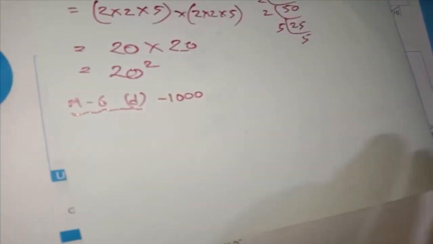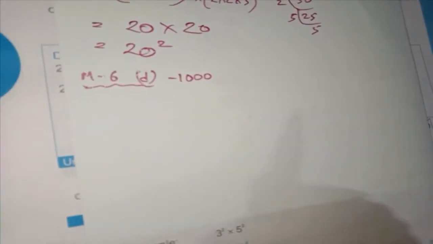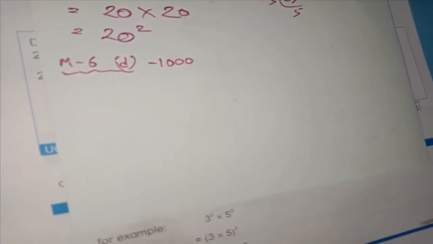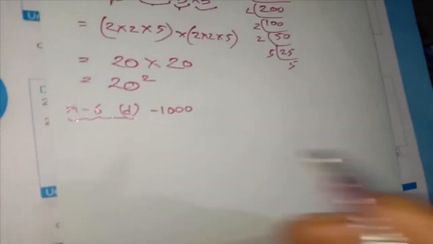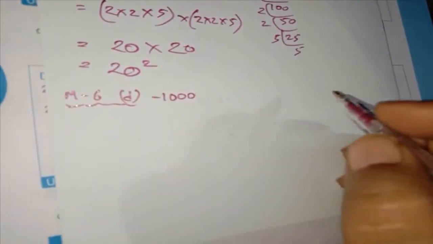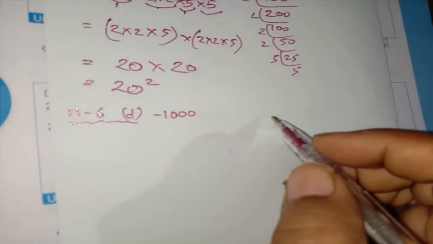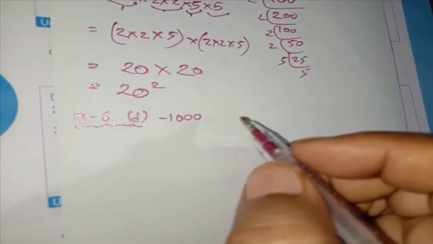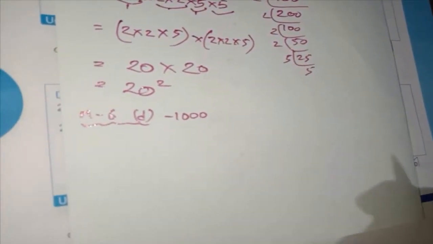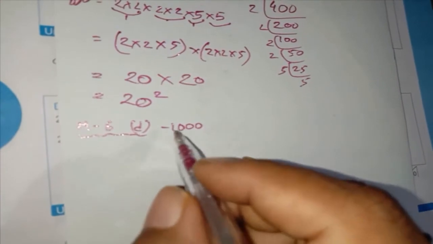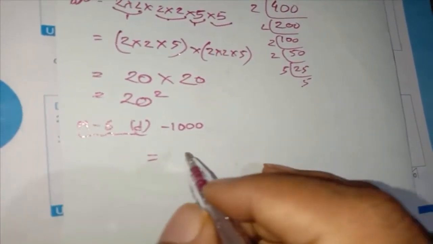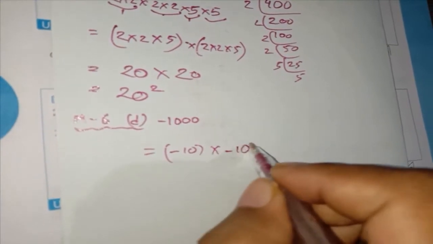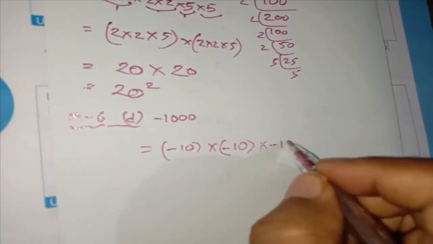Now moving on. Module number 6, you are asked to represent the numbers in a cube. That means an integer whole to the power 3 format. So first of all, let us consider question number D and prime factorize it. So we know that 1000 can be prime factorized as 10 into 10 into 10. And there is a negative sign. So we can write minus 10 into minus 10 into minus 10.